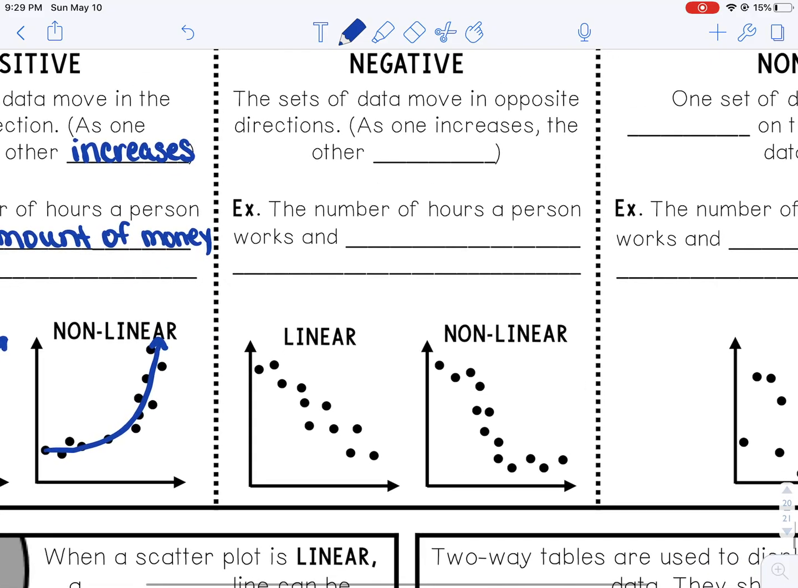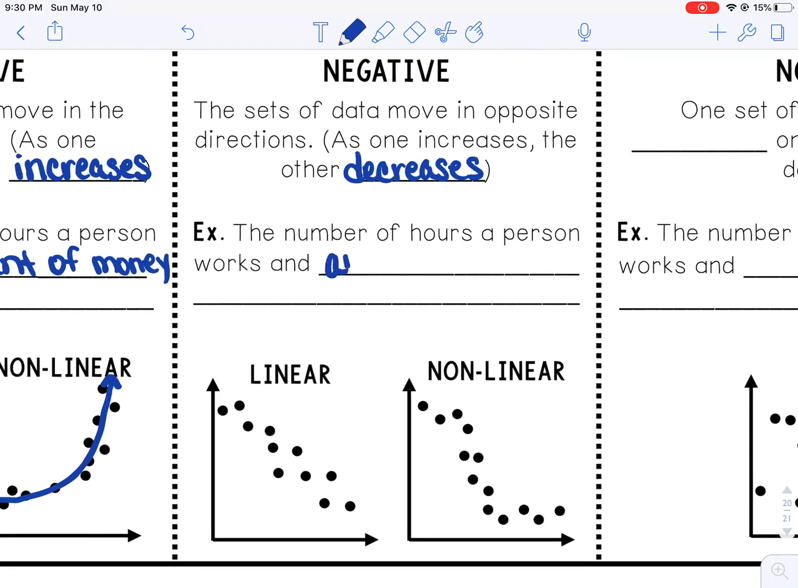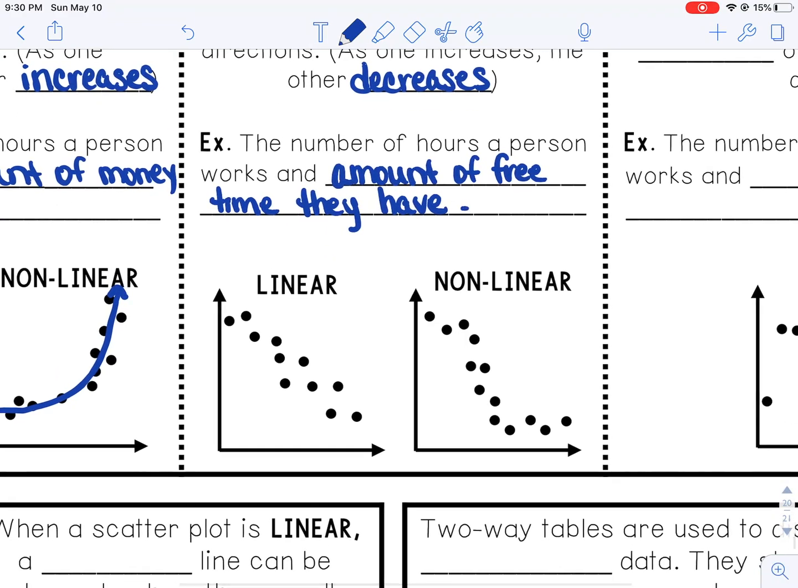Let's take a look at a negative association. Negative does not necessarily mean bad. It just means as one increases, the other decreases. Think about it this way: the number of hours that a person works and the amount of free time they have. The more hours that you work, the less free time that you have. If you work this many hours and you go up to the dots, that is the amount of free time they have. If they work more hours, you can see that the amount of free time is going to be a lot less.